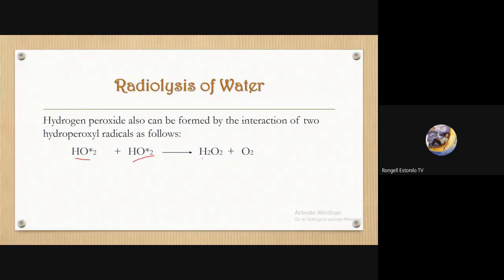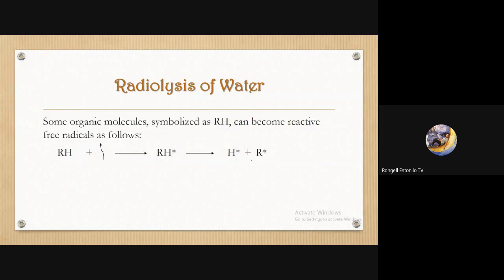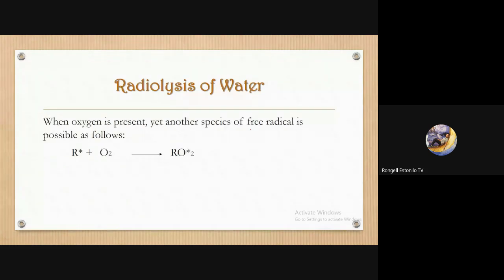So H2O2 plus O2. Some organic molecules, symbolized as RH, can become reactive free radicals. So we have an organic molecule plus radiation. It can become a free radical and can be dissociated into two free radicals. So when oxygen is present, yet another species of free radical is possible.